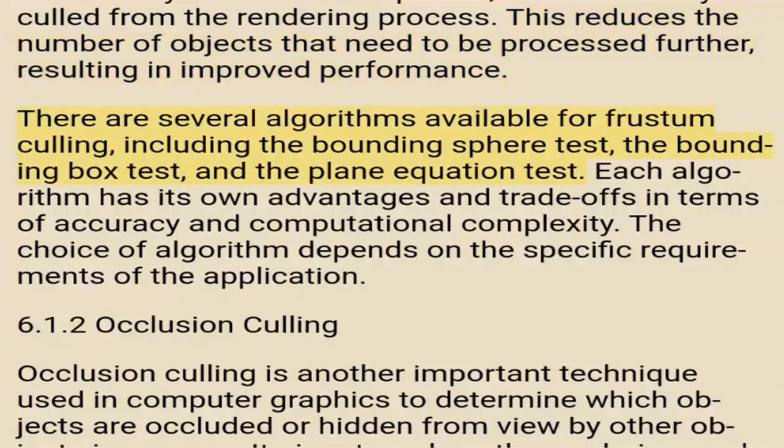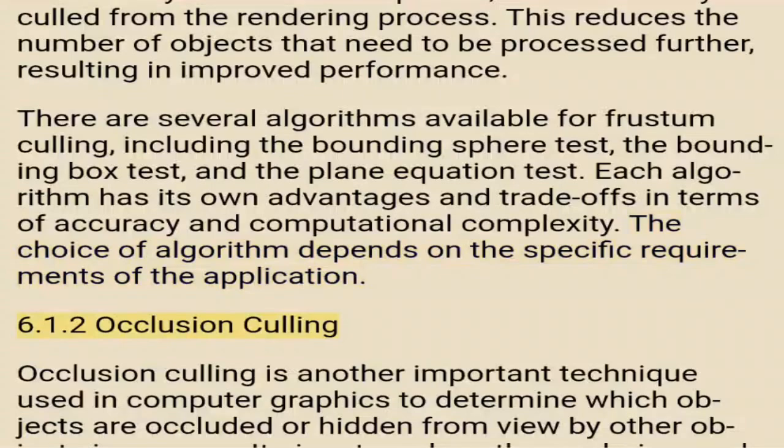This reduces the number of objects that need to be processed further, resulting in improved performance. There are several algorithms available for frustum culling, including the bounding sphere test, the bounding box test, and the plane equation test. Each algorithm has its own advantages and trade-offs in terms of accuracy and computational complexity. The choice of algorithm depends on the specific requirements of the application.